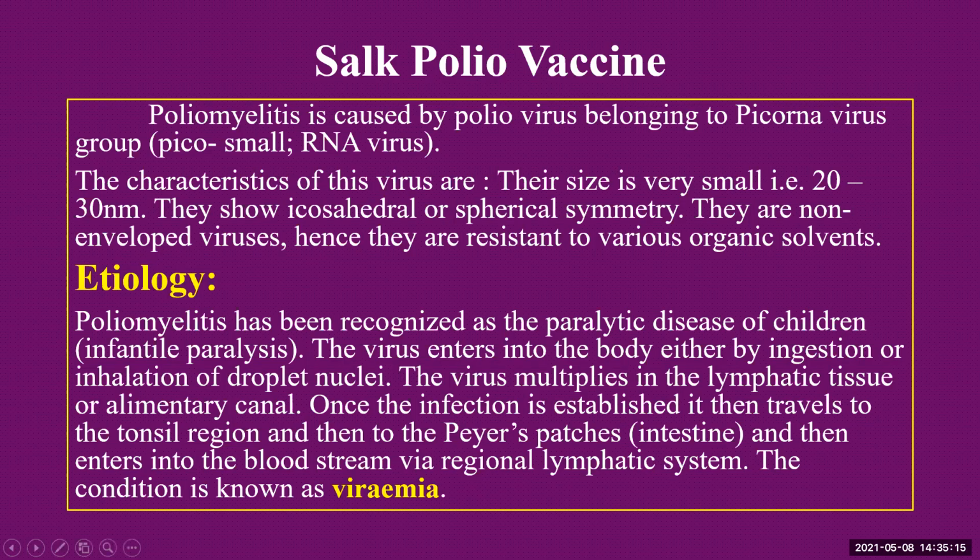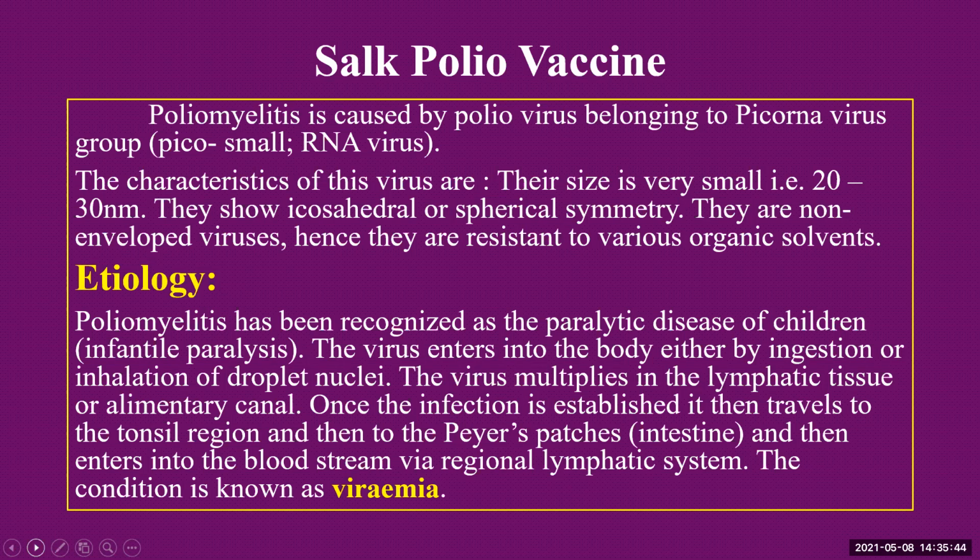Students, today we are going to discuss another type of conventional vaccine, that is Salk polio vaccine. Salk polio vaccine is used to immunize children against polio. Poliomyelitis is a disease caused by poliovirus, which belongs to the picornavirus group, where pico means small, and RNA virus. So it's a small RNA virus, poliovirus.